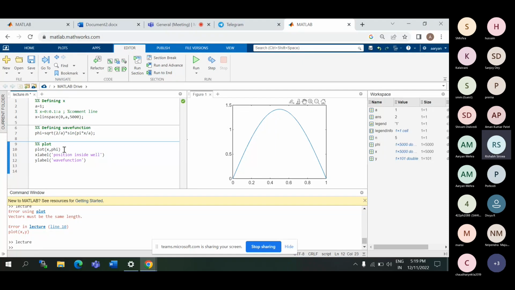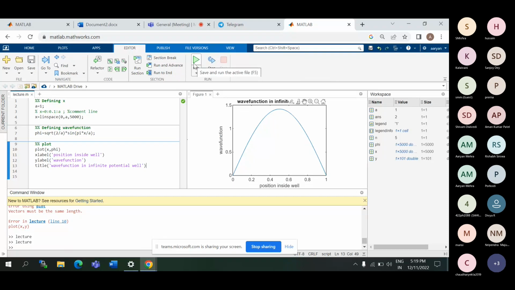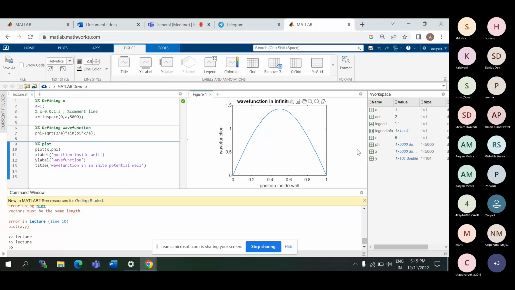I also want to give the title of the graph. So I write title, double brackets, and inside that I write wave function in infinite potential well. Before running, I press Control S so that everything is saved. Again, I go to run and run this code, and you will see everything is here. Whatever you wanted is here. Can you all see? Wave function title is there, y label is there, x label is here.